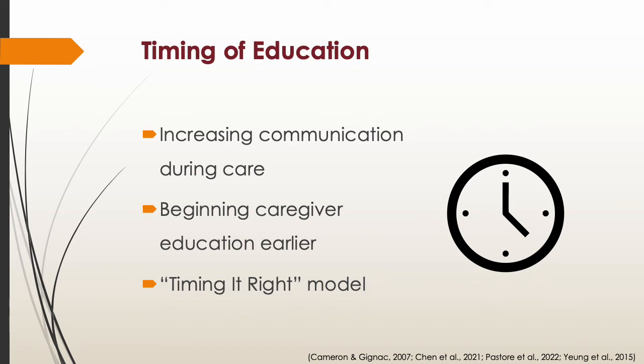Another proposed solution, called the Timing It Right model, focuses on timing different parts of education to make it more effective following a stroke. The key principle of this model is that care partners require different education and support at different periods in the rehabilitation process, and healthcare providers should consider what information and what approach to education is most appropriate at each specific stage a care partner is at, such as the acute phase versus returning to home.